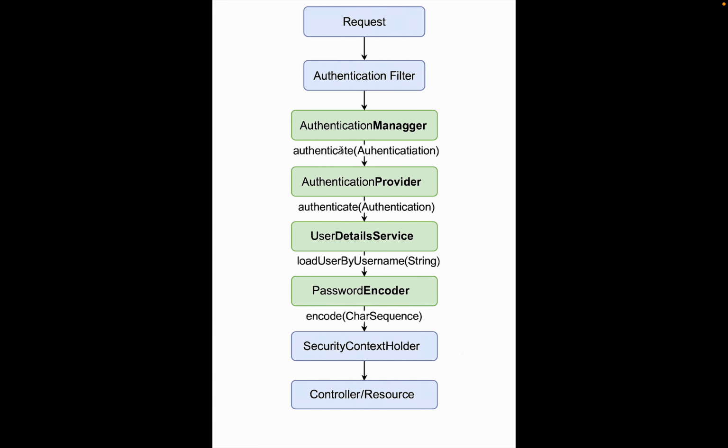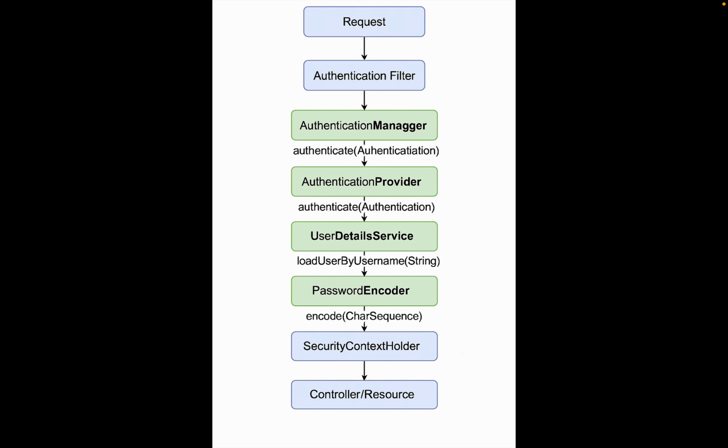So the authentication filter calls the authentication manager, which is an instance of ProviderManager, and it delegates requests to one or more authentication providers. We have several authentication providers within the Spring Security ecosystem. We have the DAO authentication provider, the JWT authentication provider, and a couple of others.